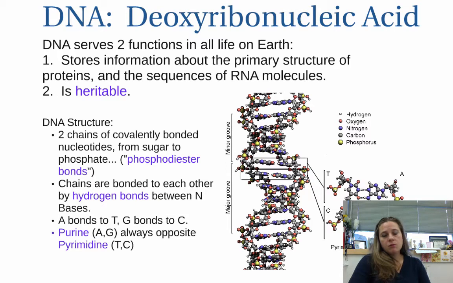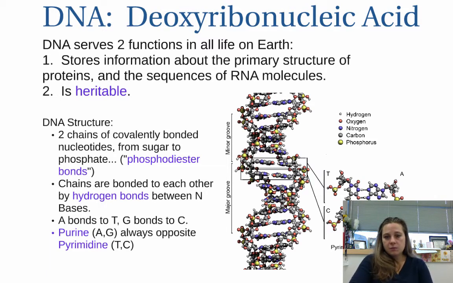So the deoxyribonucleic acid we know serves as our genetic blueprint, okay? All life on Earth uses this as its genetic blueprint. It stores all the information and it's heritable. This is what we pass on to the next generation.